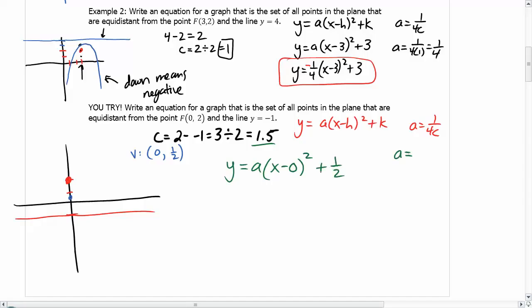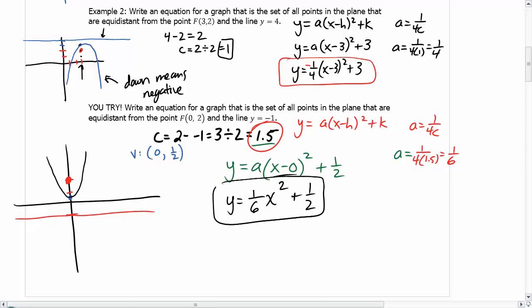Okay, well, a is going to be positive or negative. Let's find out. Well, remember, the vertex hugs the focus, so it should go up. So a is going to be positive, and that's 1 over 4 times the c value, which we said is 1.5. Remember, it's the distance between the focus and the directrix divided by 2. So that's 4 times 1.5. That gives you 1/6. Okay, so a is 1/6. Which makes this y equals a positive 1/6. Now, (x minus 0) just simplifies down to be x squared plus 1/2.